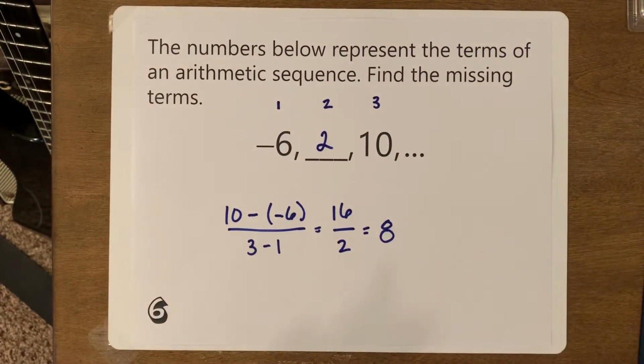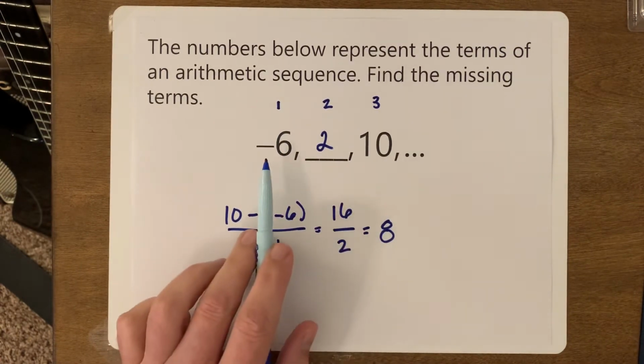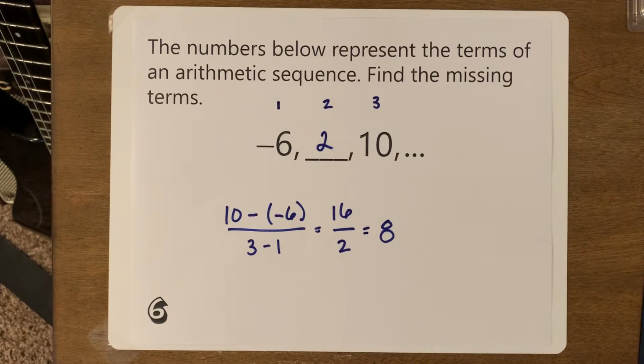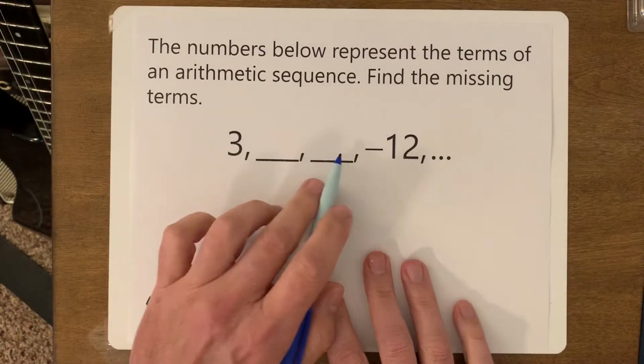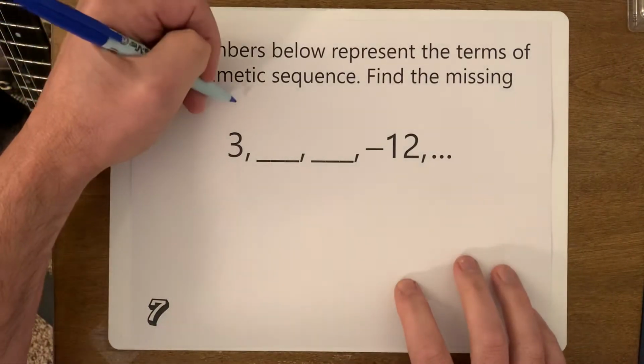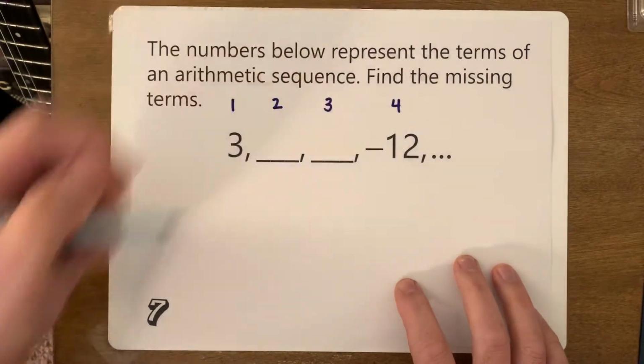And so now we know that 2 is the number that goes in between the negative 6 and the 10. And you're adding 8 each time. And that's all you had to do for that one. Now you can make that more complicated with something like this. Now you're missing 2 numbers in between. Not a problem. First term, second term, third term, fourth term.